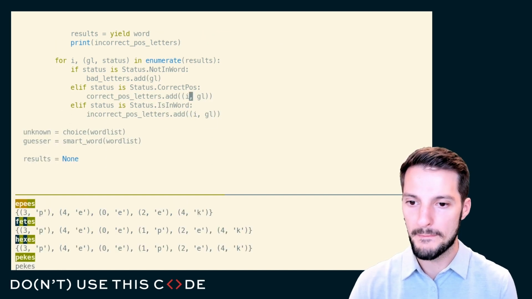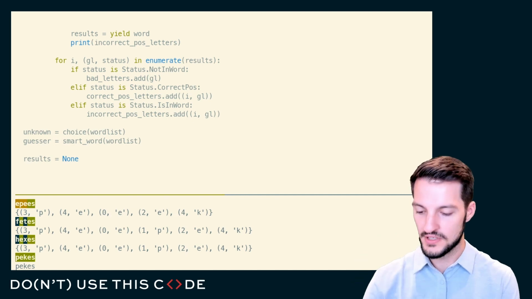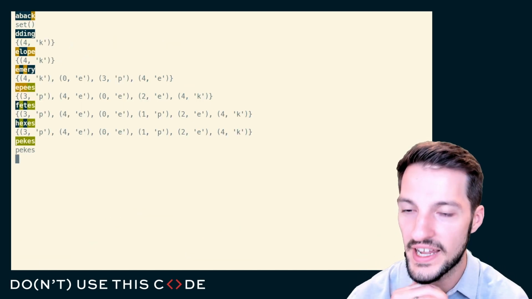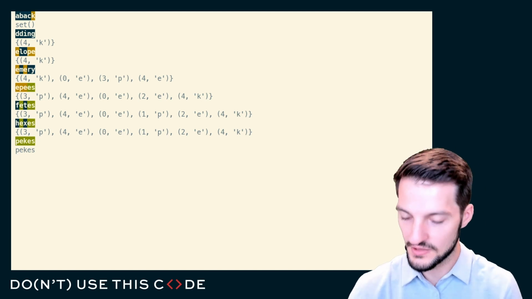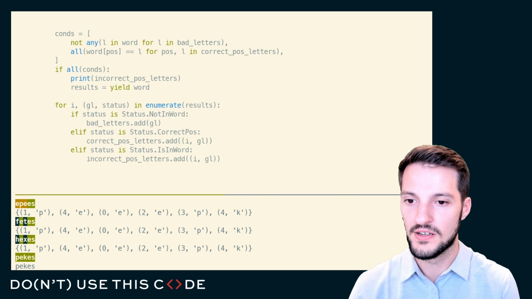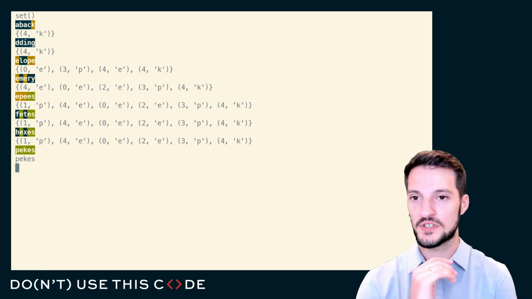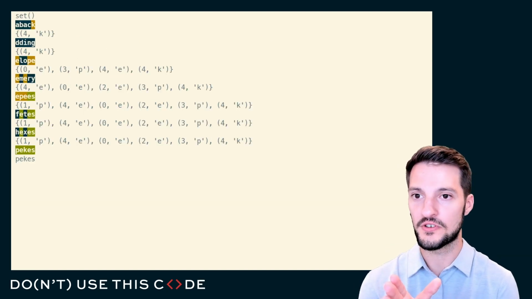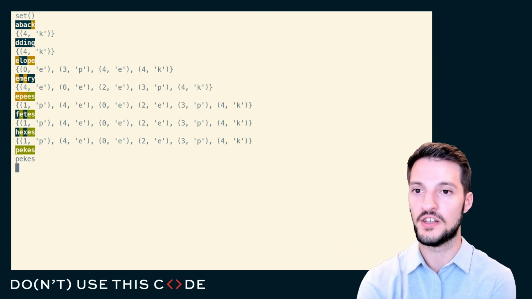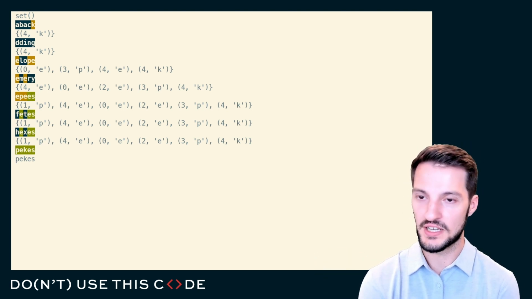There we go. Okay, so it does look like it's growing. So after our very first guess, we know that K, here, let me put this before the yield. There we go. We know that after our first guess, K belongs in the word, but not at position 4, or the end of our unknown. After the second guess, we got no more information.